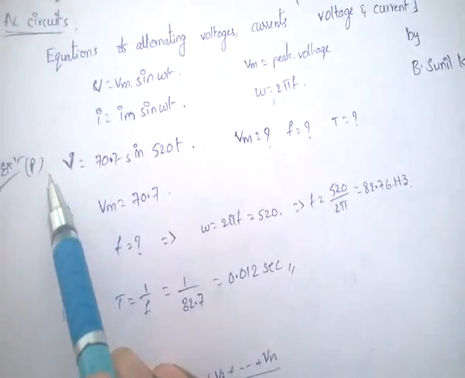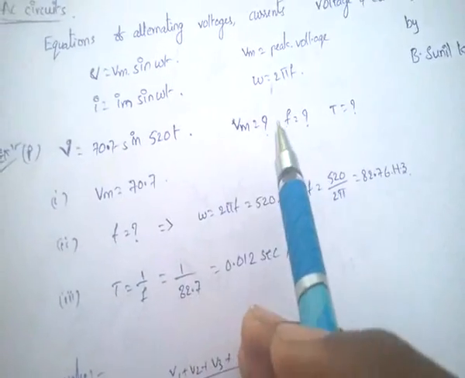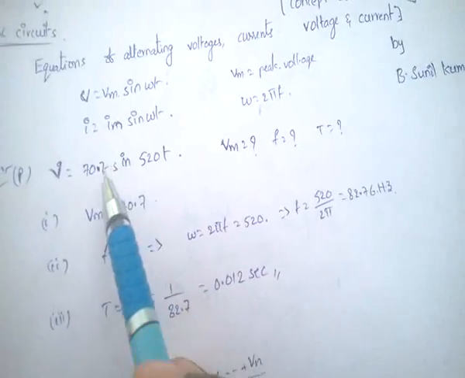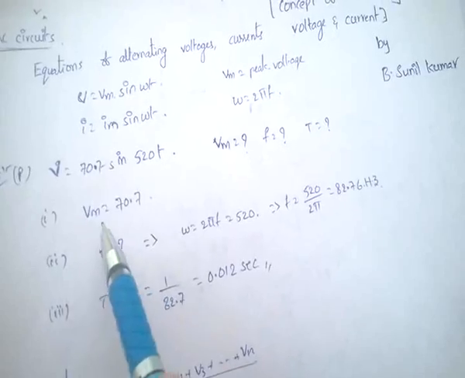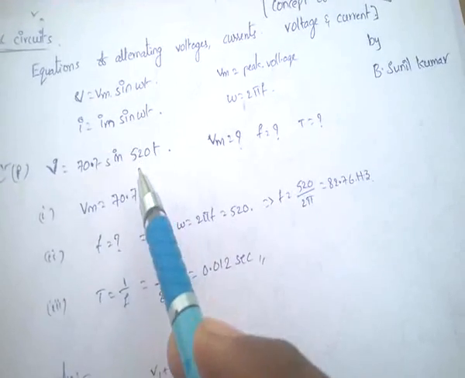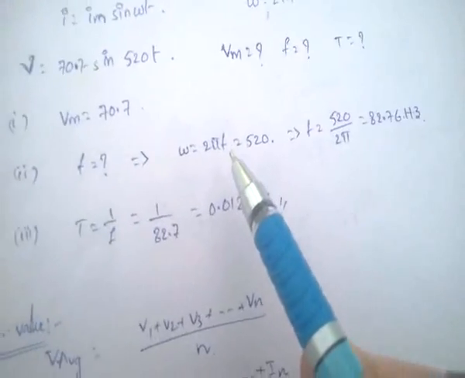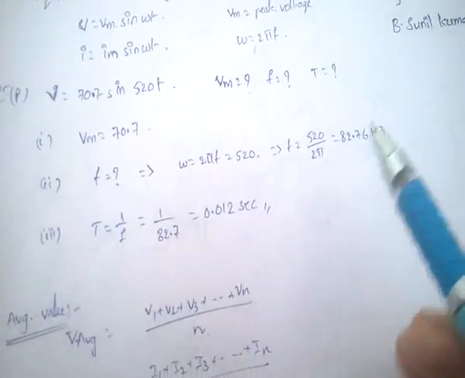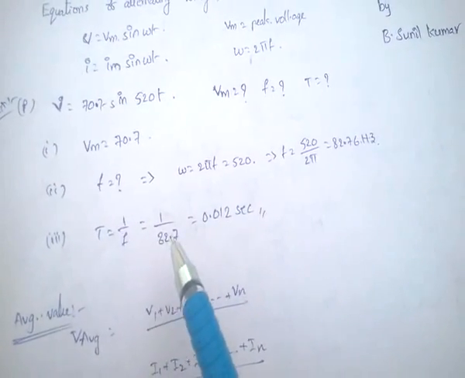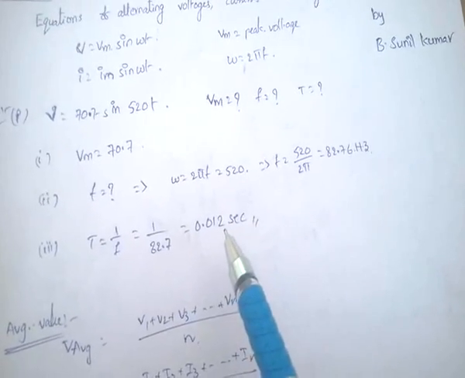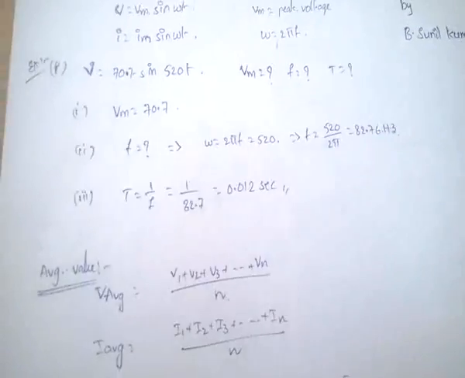Consider one problem. He has given V equal to 70.7 sin 520t. Find out Vm, frequency and time. Here compare this to the equation. Here Vm equal to 70.7, sin omega t. Omega equal to, he has given 520. Omega equal to 2 pi f, that equal to 520. We can find out frequency. Time t equal to 1 by frequency, so 1 by 82.7, that is 0.012 second. In this way we can find out Vm, frequency and time.